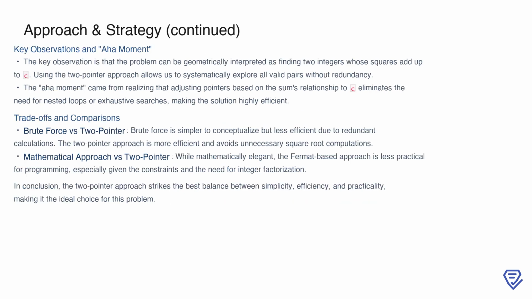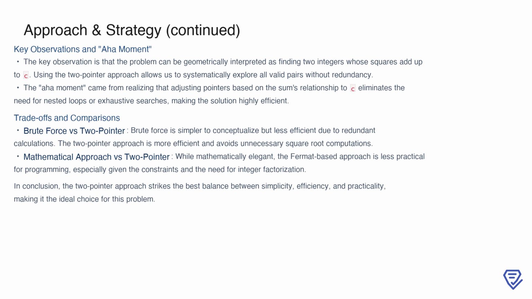The key insight that makes the two-pointer approach so effective is its systematic exploration of valid pairs without redundancy. Geometrically, the problem can be interpreted as finding two integers whose squares add up to c. By adjusting the pointers based on whether the sum is less than, greater than, or equal to c, we eliminate the need for nested loops or exhaustive searches. This realization was the aha moment that made the solution both elegant and efficient.